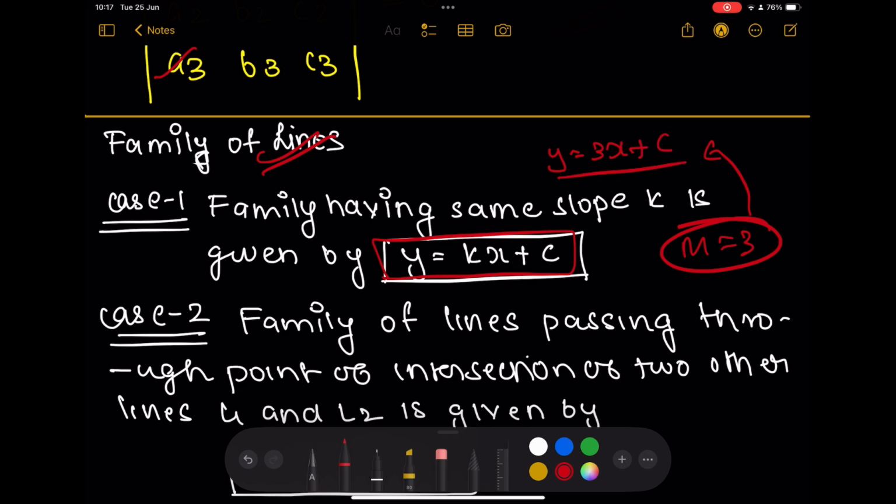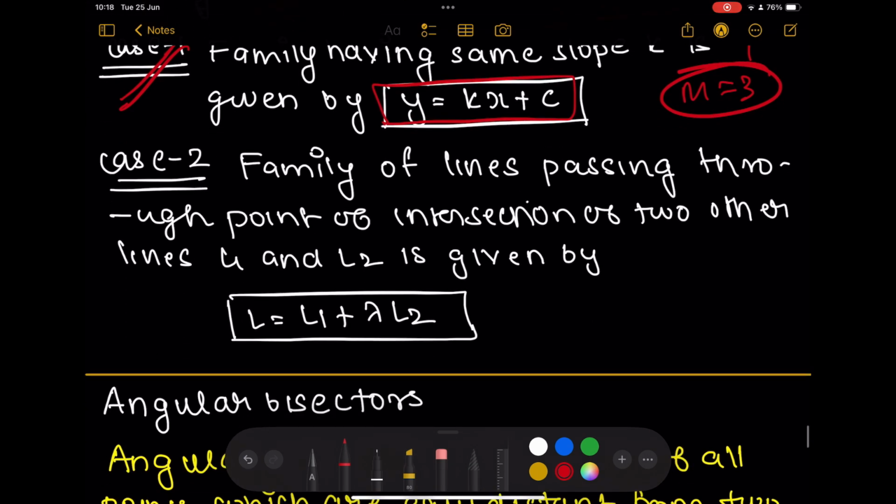So if in the question you are reading a statement, a line having slope 3, okay, then immediately you must know that it belongs to a family and I can represent this line as y equal to kx plus c. Right, that is case 1. That is when you know the slope of a line, then the family can be given as y is equal to kx plus c. Case 2, this is a very important case.